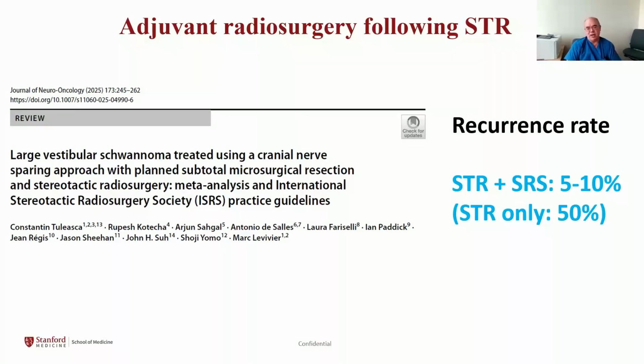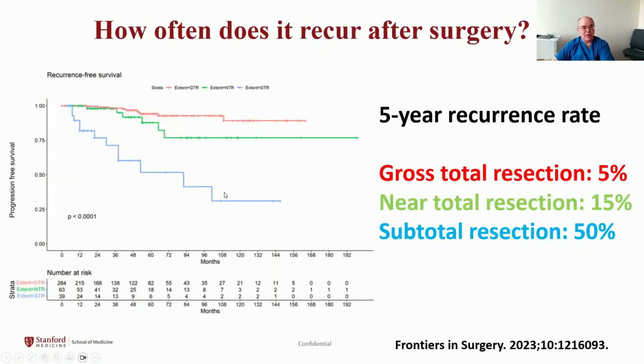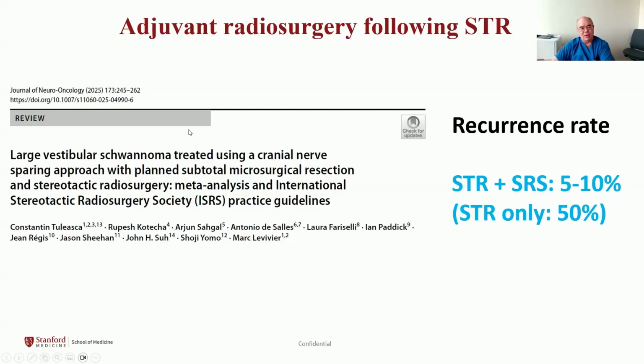So this particular study looked at that, and we saw in the previous slide that if you had only a subtotal resection, you had greater than 50% chance of the tumor starting to grow back within 5 years. And what we learned with this study is that when you add the stereotactic radiosurgery to treat the portion of the tumor that remains after surgery, the chance of the tumor growing back goes from over 50% down to just 5 to 10%.